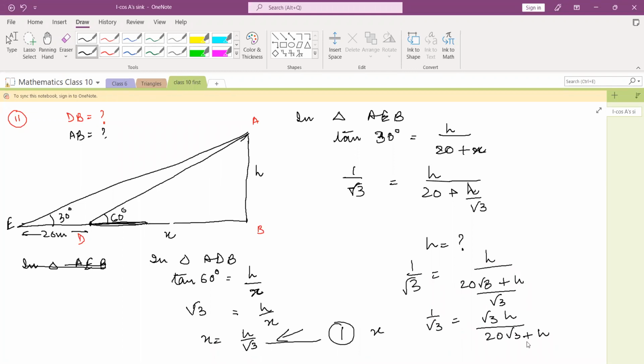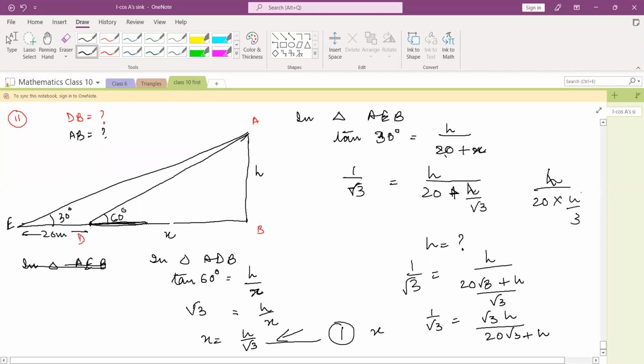Yeah. We never cancel out like this. You have a plus sign in the denominator. If you have multiplication, then it's fine. If it was h upon 20 into h upon 3, in that case you can cancel out, no problem. But if you have addition or subtraction, then you cannot do it. Okay.